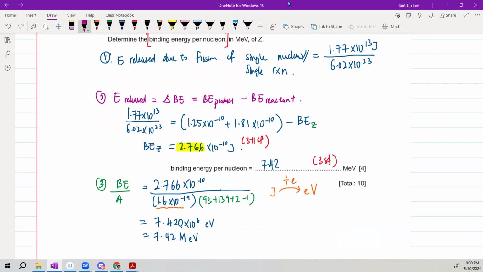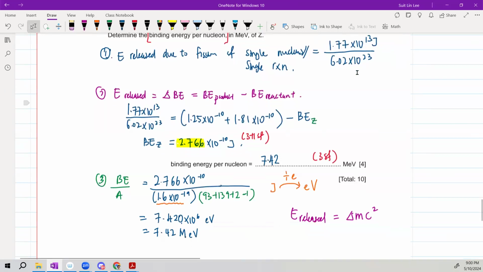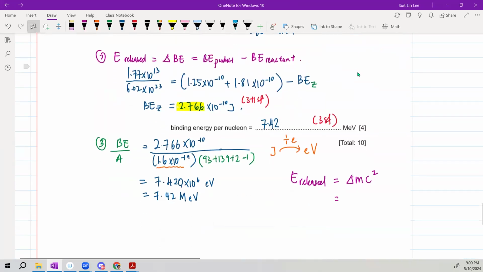So just a recap. Energy release in the nuclear reaction can be delta m c square. But this delta m c square is the mass of the product minus the mass of the reactant, depending whether it's in terms of u or not. It depends. I will just put c square here. If it's kg, then no need u. If it's not kg, then you put the u.